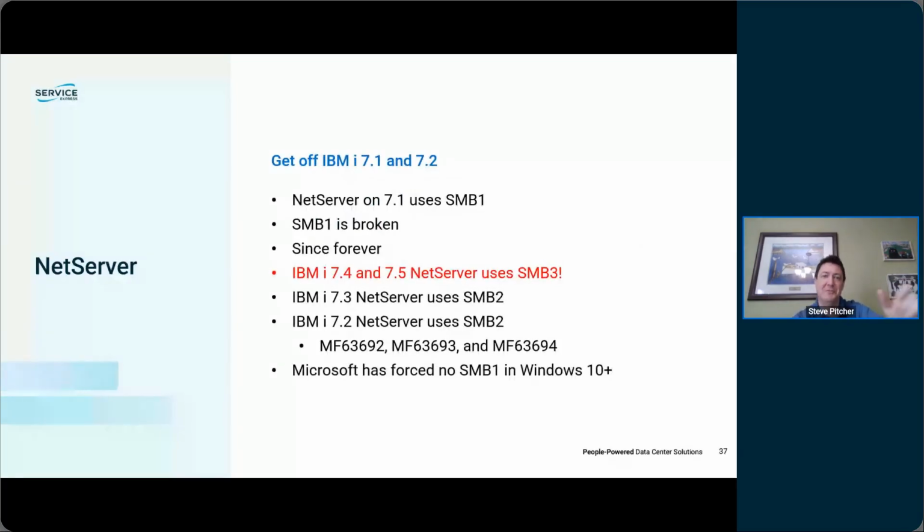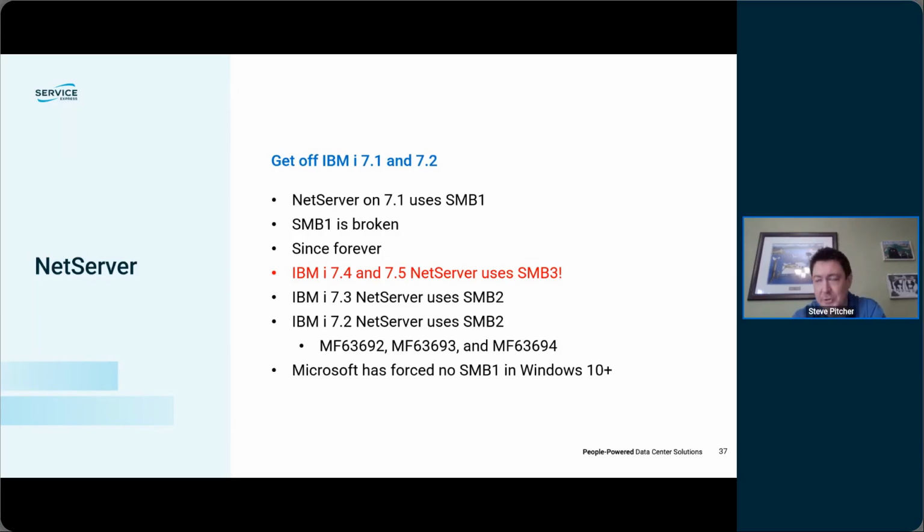Still seeing people at 7.1, 7.2, and 7.3. So there's some reasons why we want to get people moved up to 7.4 and 7.5. Not just that they are the only supported operating systems we have, but there's some value technologically. Since we're talking NetServer, the SMB, your server message block version. At 7.4 and 7.5, NetServer is SMB3. 7.3 and 7.2 with PTFs, you can do SMB2. 7.1, sorry, SMB1. It's a bit of a problem.